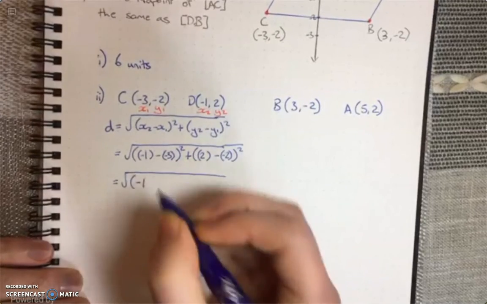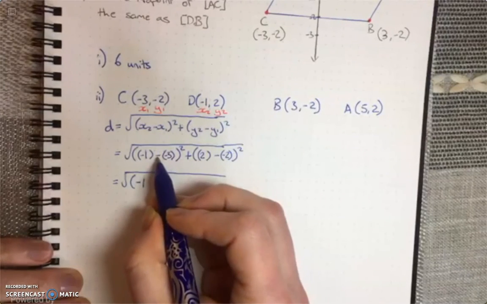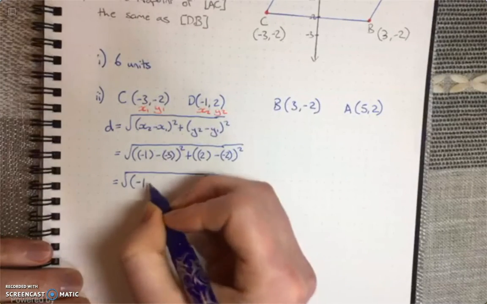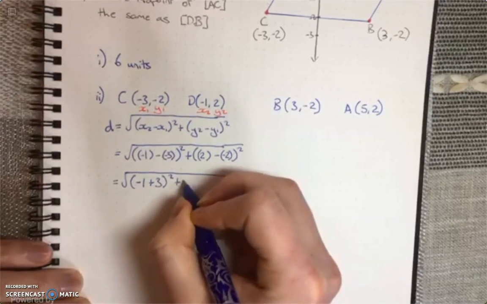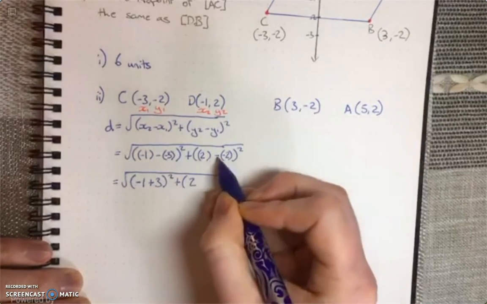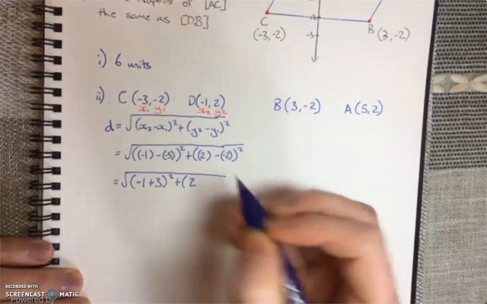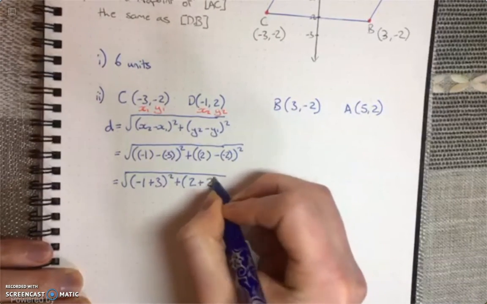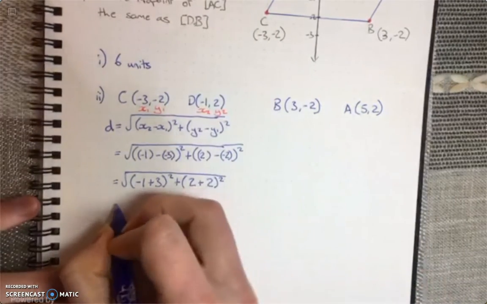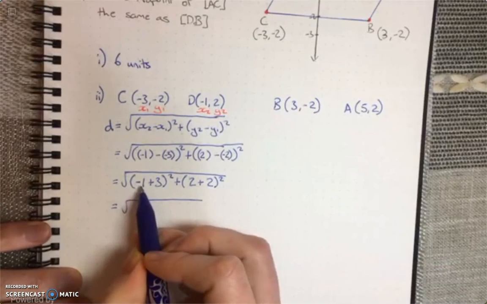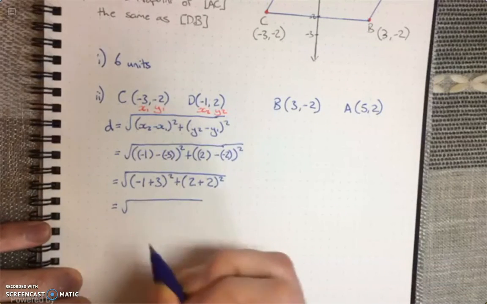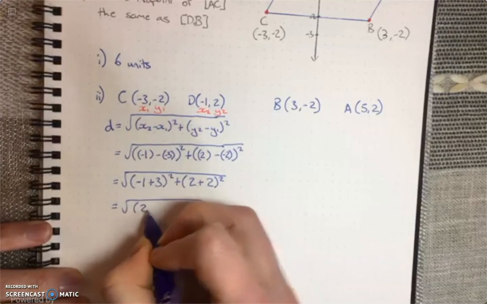So we have a minus 1. Now these are why the brackets are important. Minus and a minus is going to give me a plus 3 all squared. Then I've got a 2. And again, a minus and a minus is going to give me a plus 2 all squared. So be careful here. I'm at minus 1 and I add 3. That's going to give me 2.